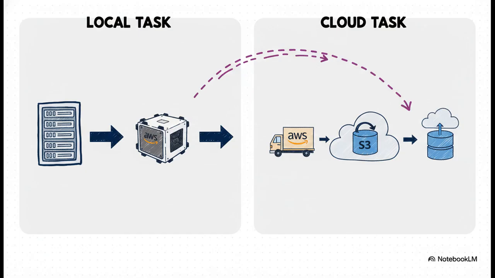Once it gets there, the cloud task begins. The data gets loaded from the Snowball into S3 and then into your new cloud database. And just like before, DMS uses change data capture to apply all of the changes that happened while that Snowball was on the truck. It really is the best of both worlds.